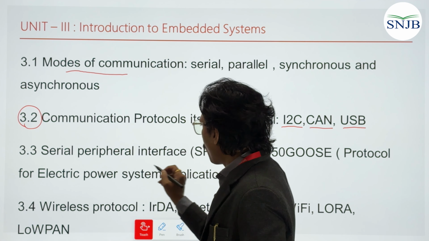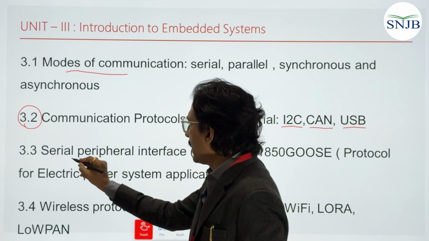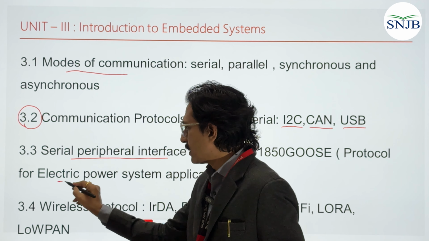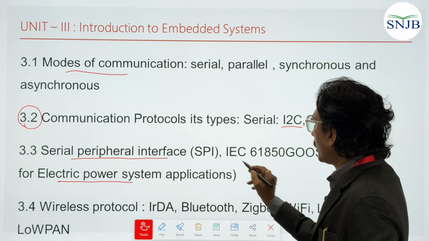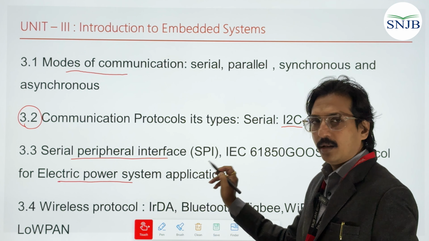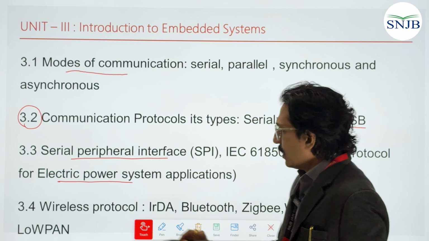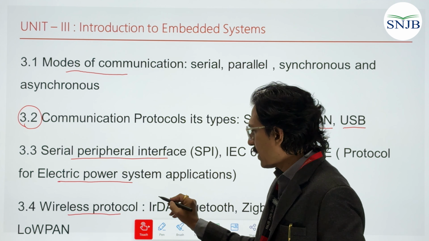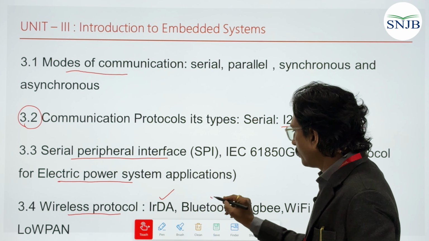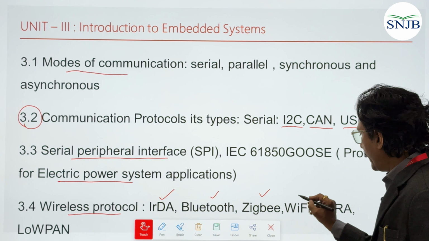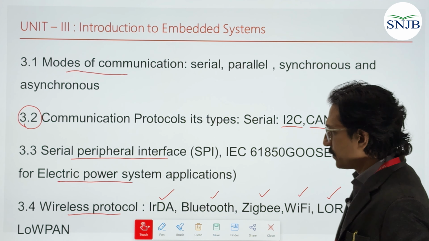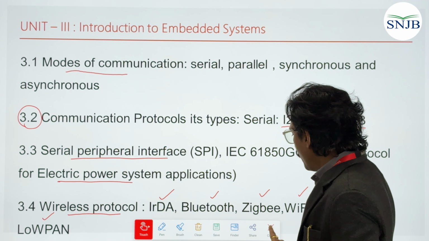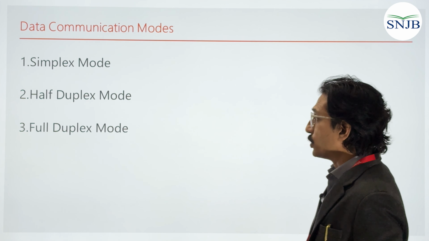This is also dedicated to wired communication protocols: 3.3, Serial Peripheral Interface, specifically for the electric power systems. So it is divided into 2 small parts. The fourth section is dedicated to wireless protocols like Infrared Data Association, Bluetooth, Zigbee, Wireless Fidelity, LoRa or 6LoWPAN. So this is the scope of our third unit. We can start with the first one, modes.